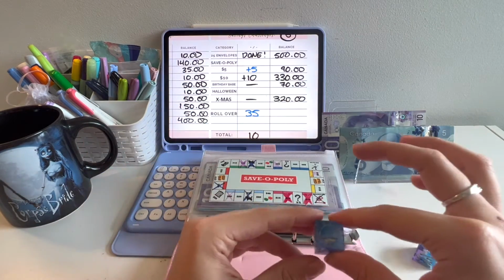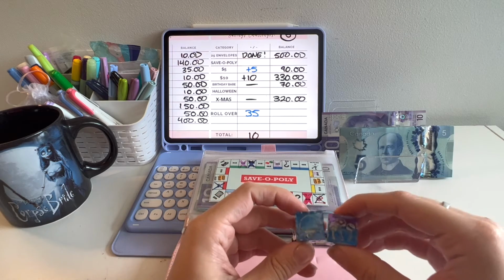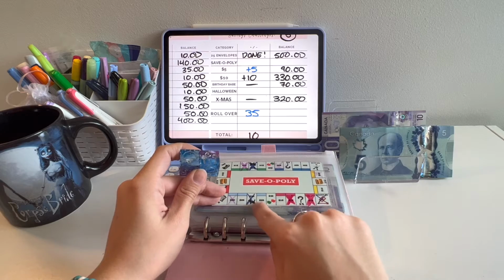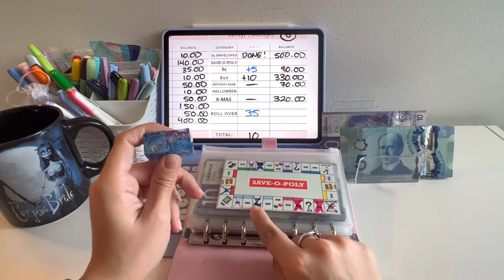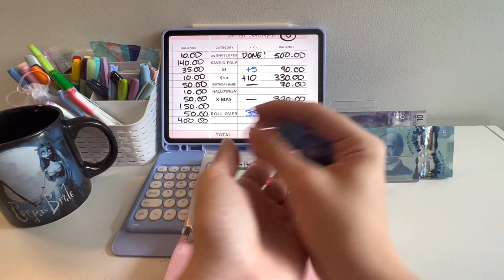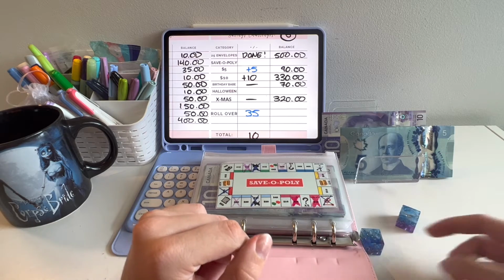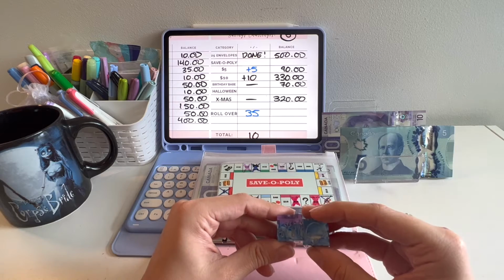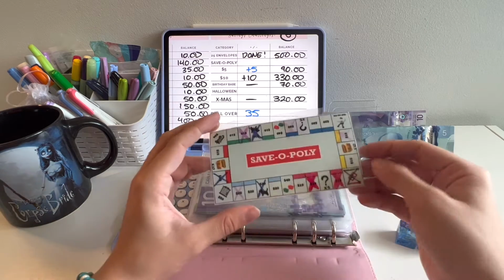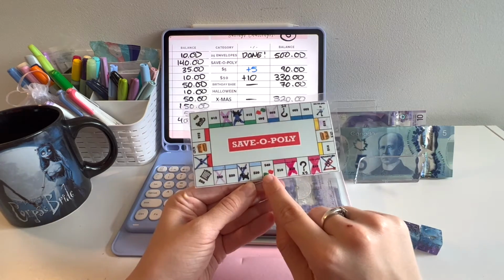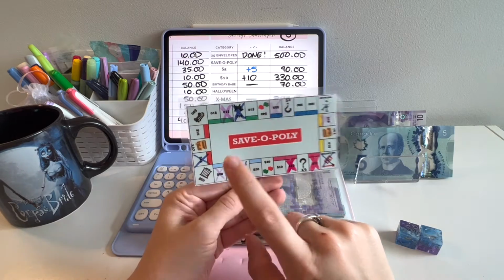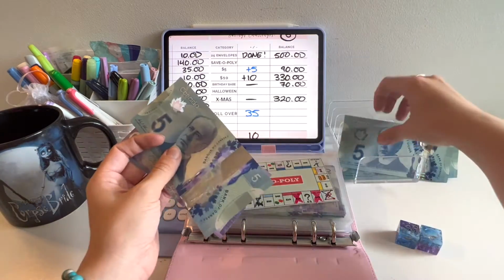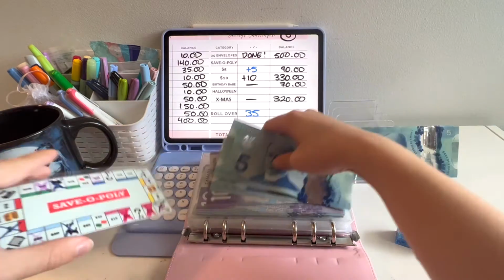So I have 1 and 3, which is 4. So we're going to move 1, 2, 3, 4. So I already colored that one in, so I'm just going to re-roll. I have 4 and 1, which is 5. So 1, 2, 3, 4, 5. Okay, so $20. 10, and 20 in there today.